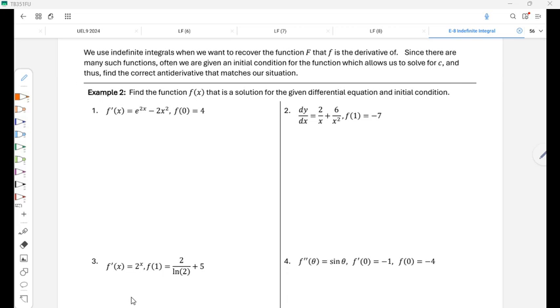So we are just going to do what we did on the front page. We are going to integrate f prime of x to get f of x. Nothing too difficult here. e to the 2x when I take an antiderivative is over 2, or 1/2 in front of it. Either way is fine. And then we'll do minus 2x cubed over 3, so 2/3 x cubed plus c.